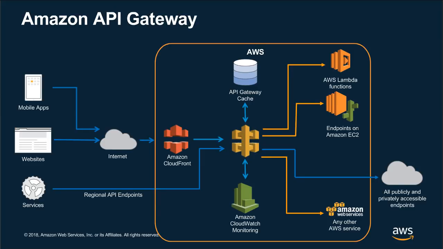And then API Gateway can be backed by a number of different technologies. You can have your API running on Lambda. You can have it running on EC2. You can have it running on basically any HTTP or HTTPS endpoint that you might have. Say, for example, something that's running off of AWS.